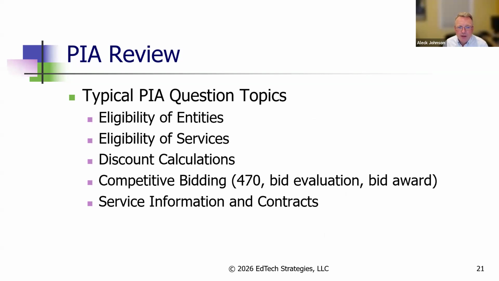There are 5 topics that typically get covered. And we'll talk a little bit about each of these here and then also a little bit later. First, the eligibility of entities. They are increasingly asking for verification that your library or library system is actually eligible to participate in the E-rate program.